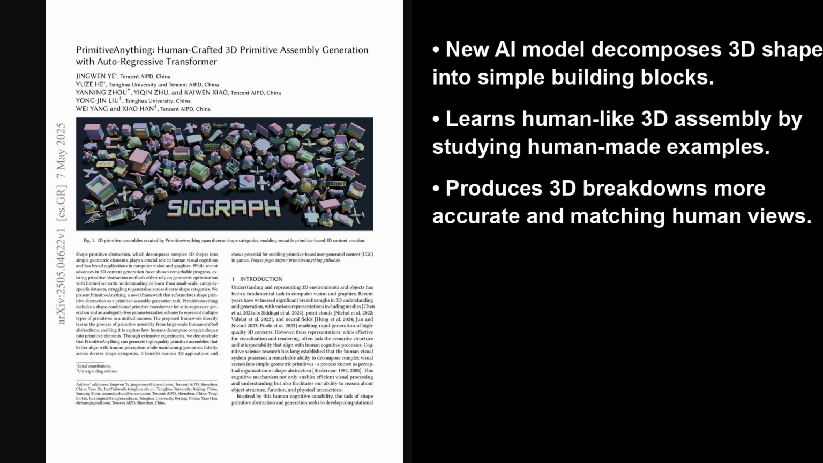So those quantitative results really underscore the benefits of the PrimitiveAnything approach. In essence, this work shows how reformulating 3D shape understanding as a sequential human-like assembly task using that auto-regressive transformer leads to more intuitive and accurate results. Learning from human examples and handling primitive ambiguity allows it to create decompositions that are geometrically sound. For example, by using a chamfer distance loss, which measures differences between point sets, and achieving high voxel IOU, a metric for 3D volume overlap. Crucially, these decompositions also align better with human perception.